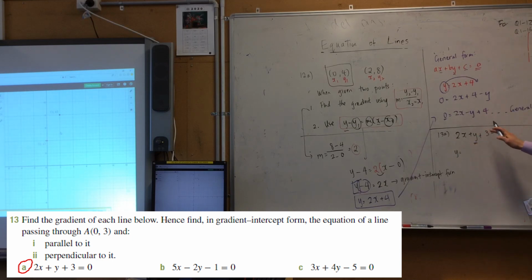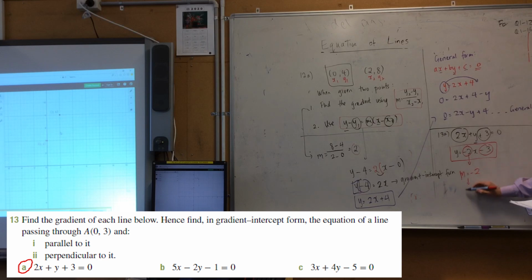Girls, what's this in gradient intercept form? I want to make y by itself. Tell me what to do with these two. What am I writing here? y equals minus 2x minus 3. Girls, you always want to write it in gradient intercept form if you want to find out the gradient, because that's the gradient, and that's the y-intercept. Now, my gradient is minus 2.